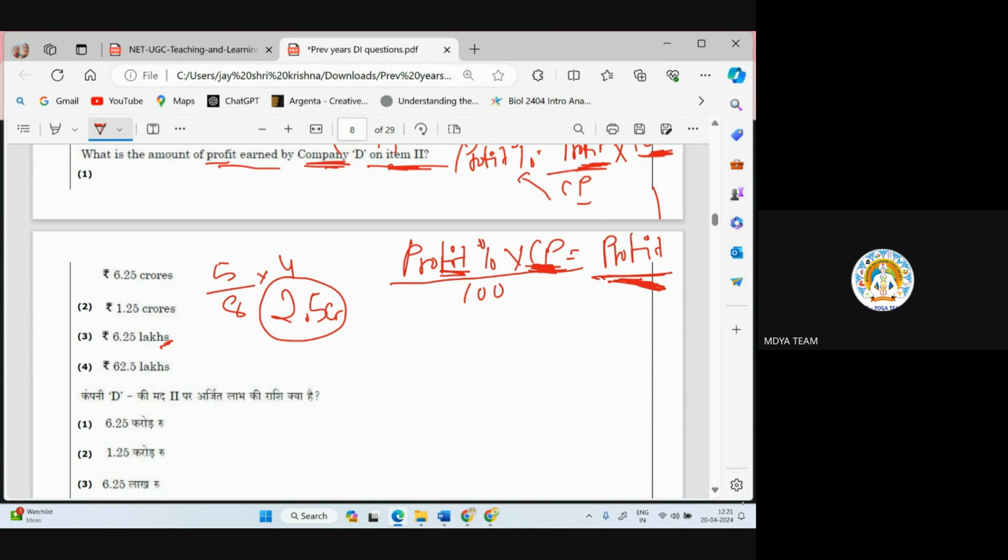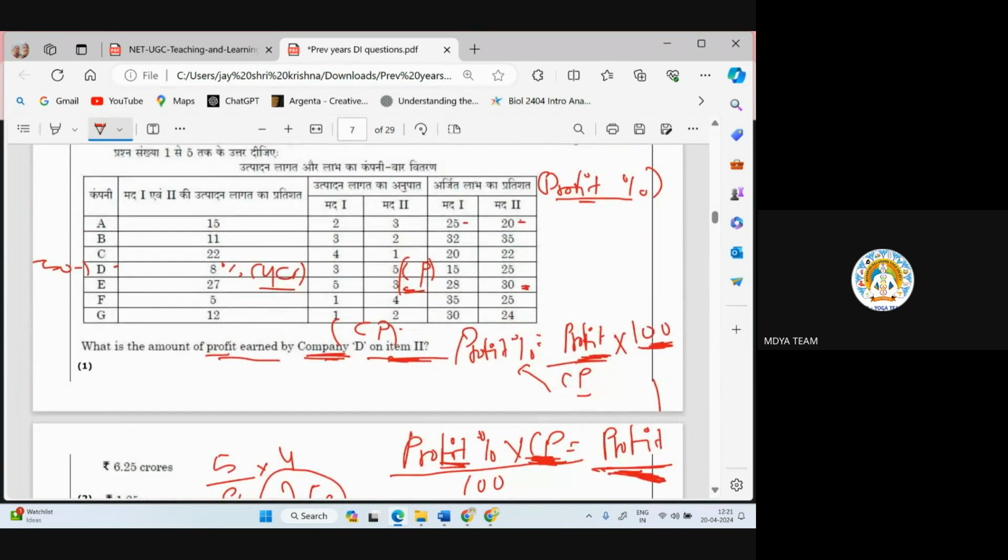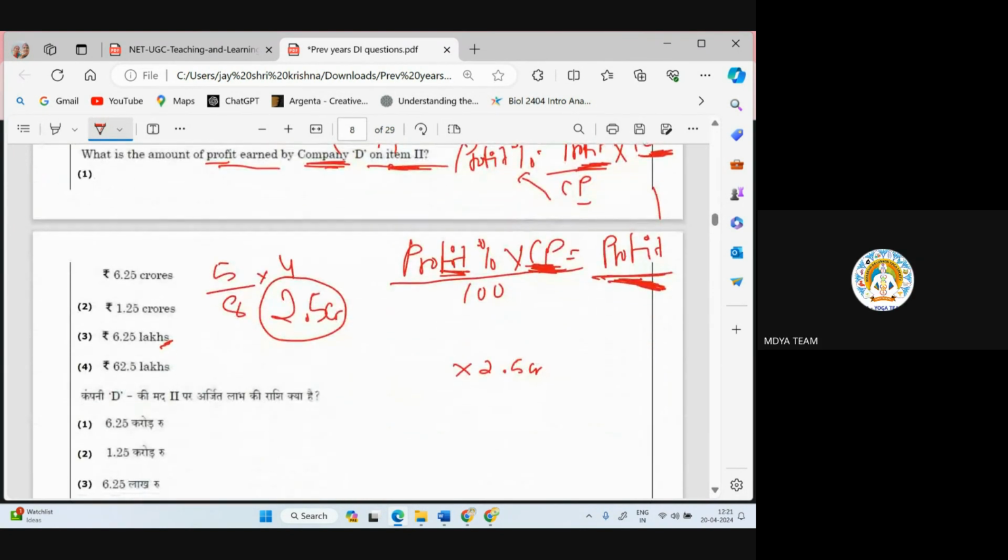So just write 2.5 crore multiplied by the profit percentage. Company D's profit is 25%, which is written here. Very good. Now just multiply it by 25 and divide it by 100. You just need to solve this. 25 into 4 is 100, so just divide this 2.5 crore by 4.